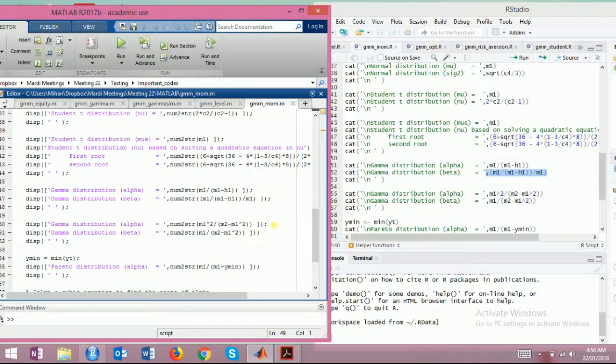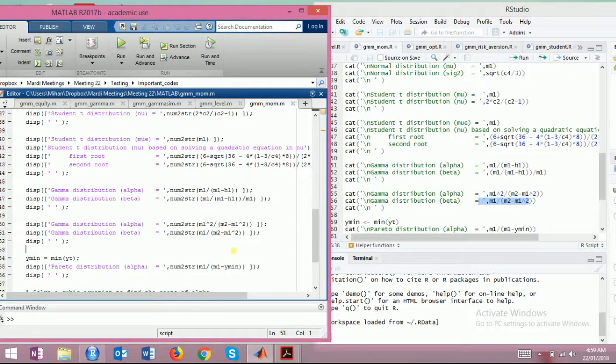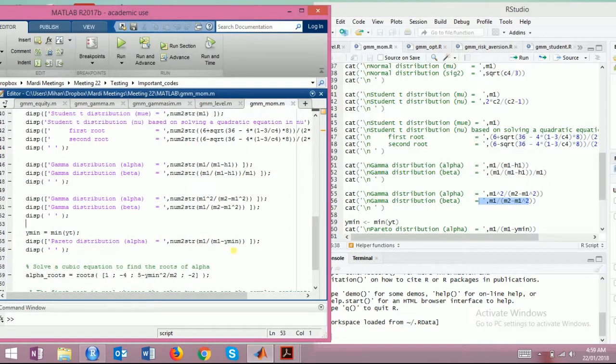That was for the centered moment condition. For uncentered moment conditions, alpha is m1 squared divided by m2 minus m1 squared, and beta is m1 divided by m2 minus m1 squared. This is the gamma distribution of alpha and beta, and y mean is the mean of yt.